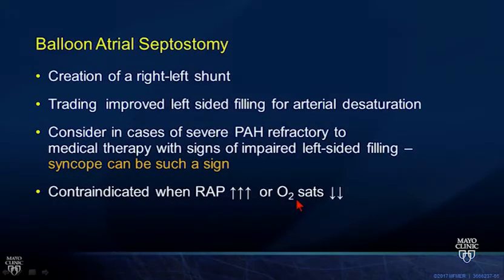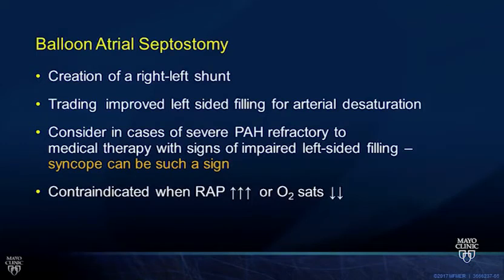Balloon atrial septostomy has a role in very severe right-sided failure. It creates a right-to-left shunt, and basically we're allowing left ventricular filling. If you think about it, the right ventricle is big, baggy, and weak, and is not pushing blood through to fill the left ventricle. The septostomy allows LV filling, but obviously you're going to get systemic desaturation. And it's useful if there is severe PH refractory to medical therapy.